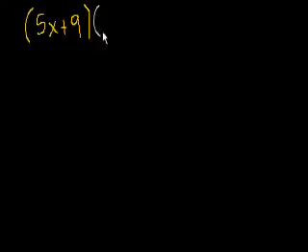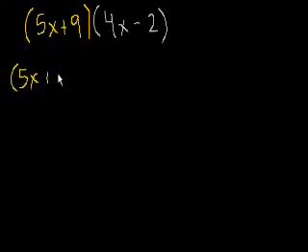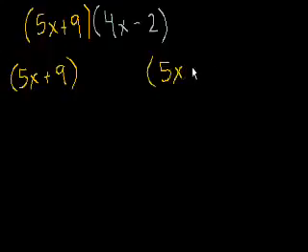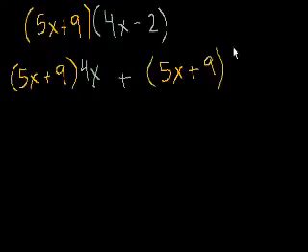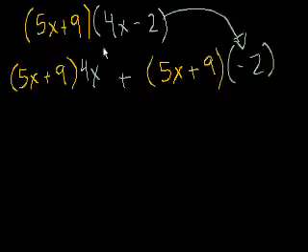times 4x minus 2. Well, once again, that equals 5x plus 9, I'm just distributing it, times 4x, and then plus 5x plus 9 times minus 2. Right? This minus 2 is here, and this 4x is here. And now we just multiply it out.